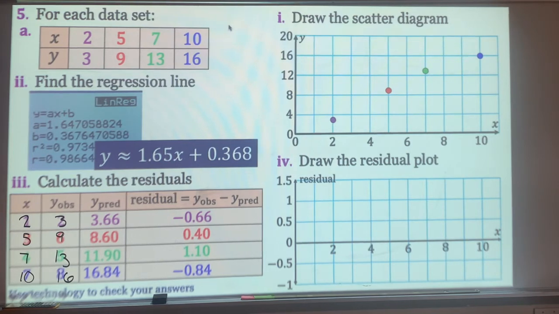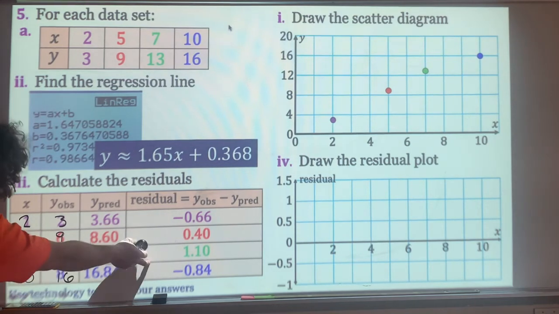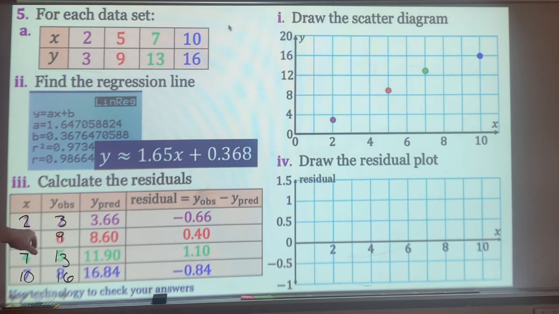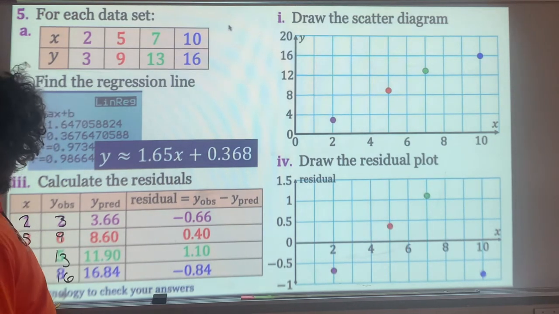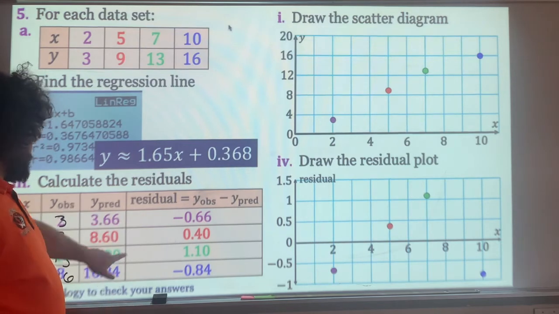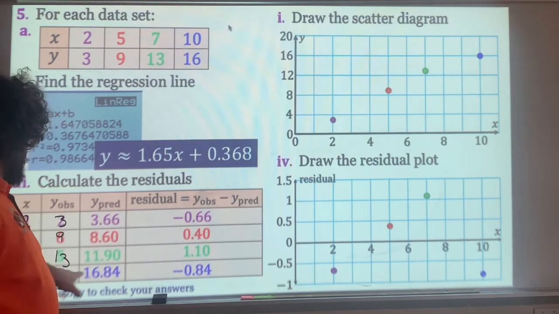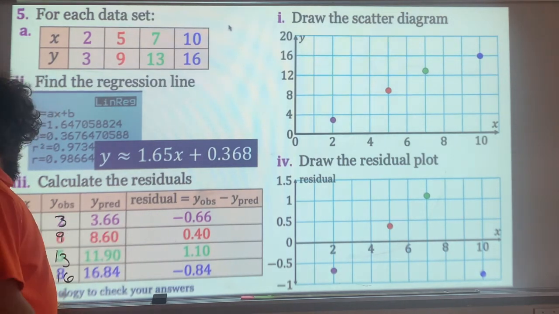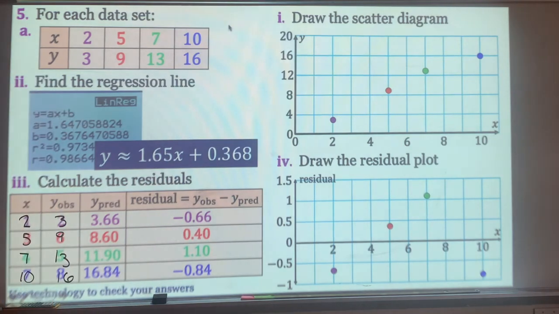See, everyone makes mistakes, but this work was right. I just copied it wrong when I copy-pasted this. So anyway, 2 over negative 0.66 down, 5 over 0.4 down, 7 over 1.1 down, and 10 over negative 0.84 down. And that right there is my residual plot.